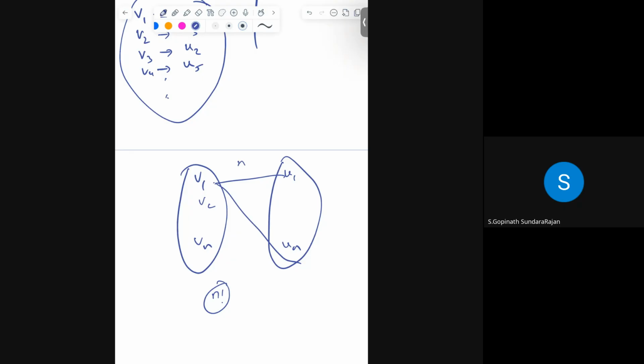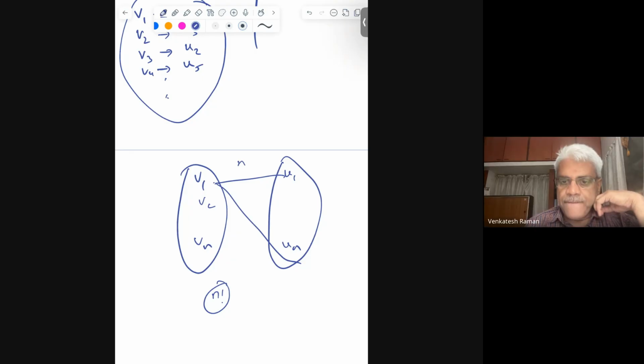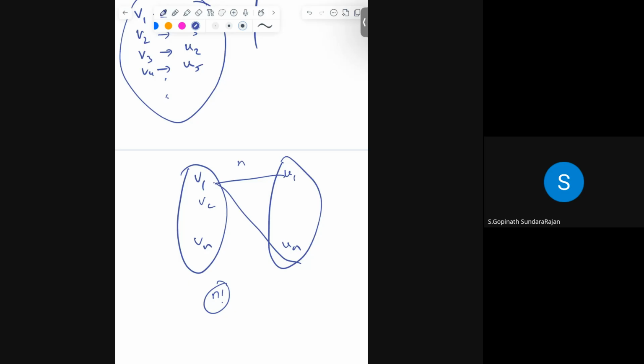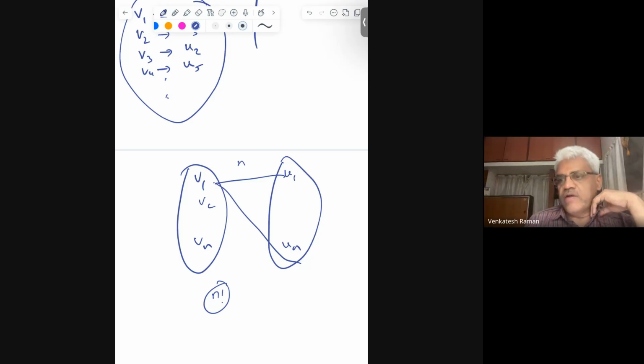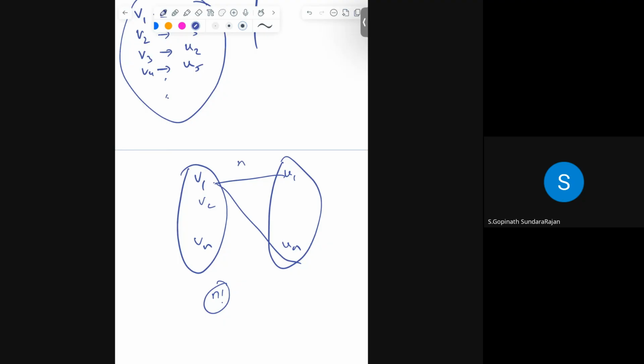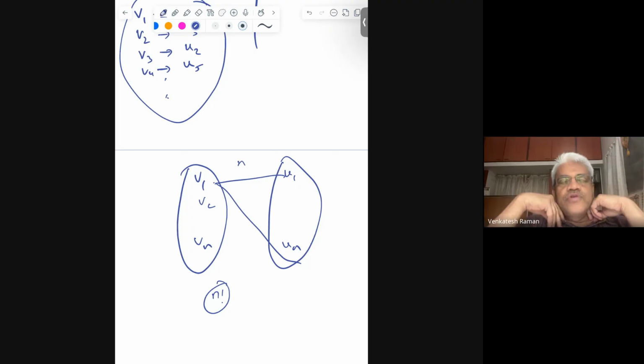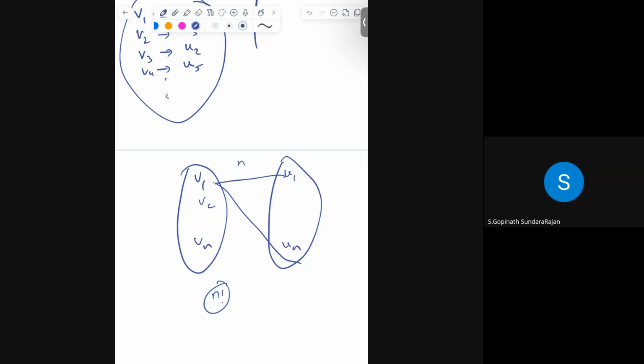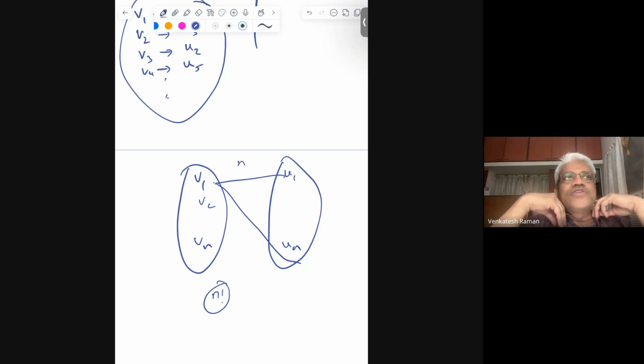Sir, even graph isomorphism is in NP, because once a mapping is given, you can verify it. Sure, it is in NP. But what makes it not NP complete, sir? We could not find any other hard problem to reduce from. Yes.